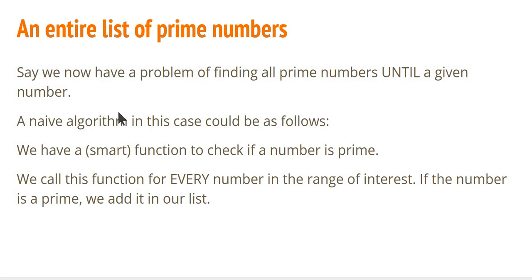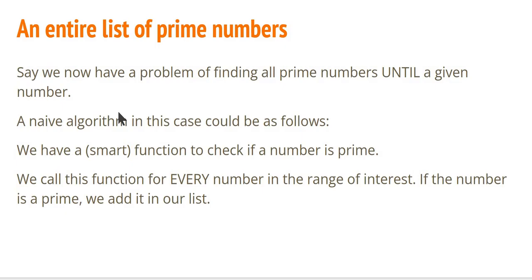We started with the problem of determining if a number is prime or not, and we came up with a naive algorithm for that. Then we made it smarter and more efficient by saying we need to check divisibility only until the square root of n. That was dramatically faster than checking naively until n minus 1, especially as n became large.